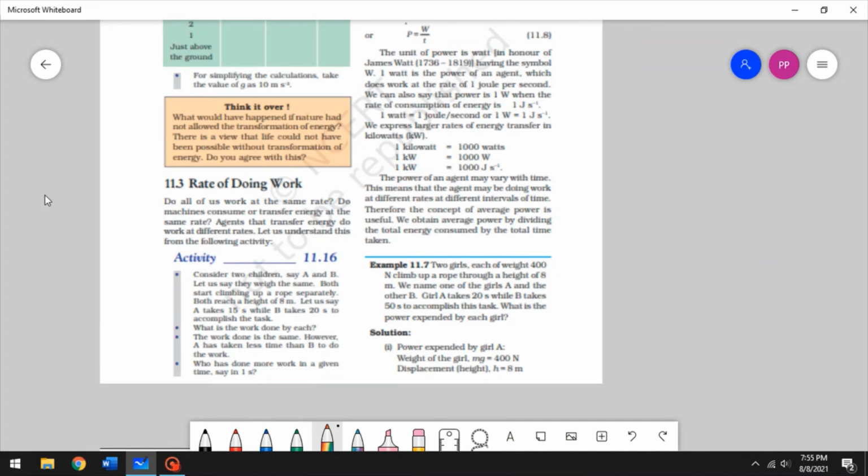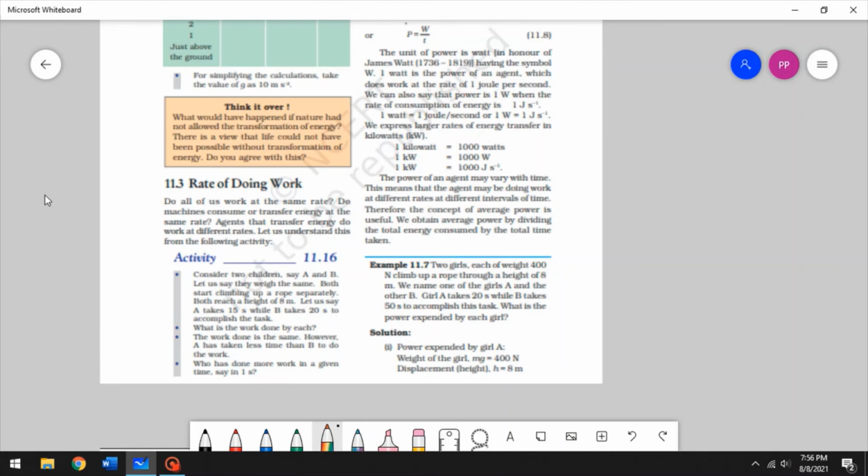Do machines consume or transfer energy at the same rate? Answer is no. So there might be machines that consume energy faster than others or slower than others, and most of the time we prefer faster machines, right? And all of us do not work at the same rate because there is an average.